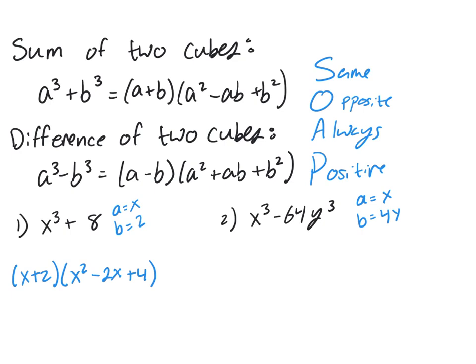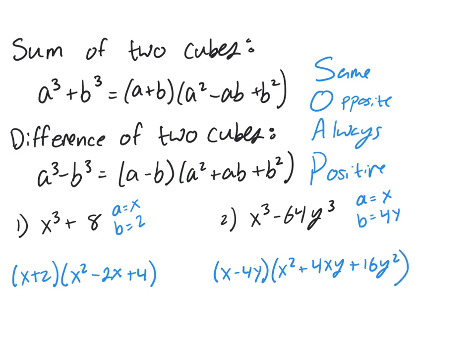This time we're working with a difference, so our signs should be negative, positive, positive. Otherwise, substituting is the same. So we're going to have a minus b, or x minus 4y, times a squared, or x squared, plus a times b, so plus 4xy, and then plus b squared. Be careful when you square b: make sure you're squaring the whole thing. So 4 squared is 16, and y squared is y squared.